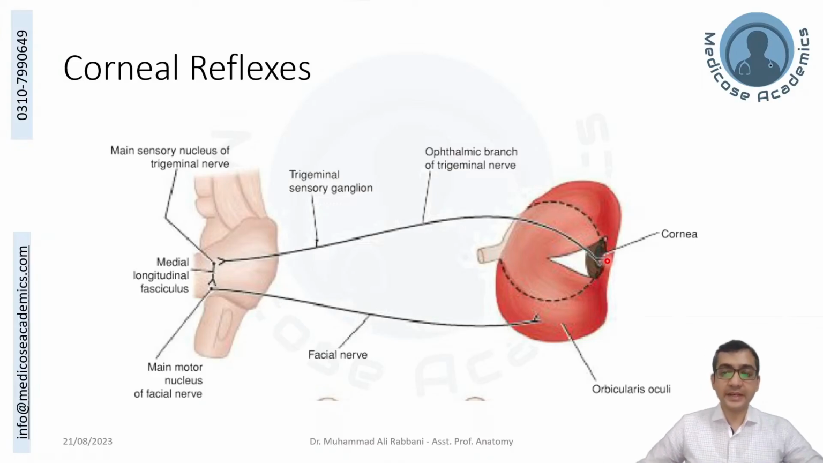So like all the reflexes, it will have its afferent and efferent limbs. The afferent limb will be the nasociliary branch of the ophthalmic division of the trigeminal nerve. We will discuss this in the trigeminal nerve when we do that. The trigeminal nerve brings it to the brainstem. Here the relay occurs through the medial longitudinal fasciculus, and then the signal goes through the facial nerve. It constricts the orbicularis oculi muscle and causes the eye blink.